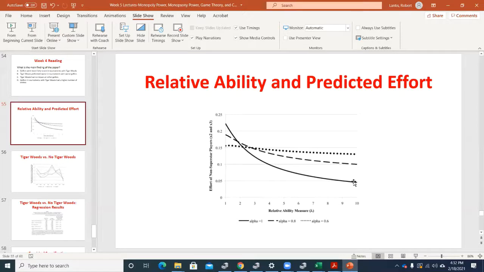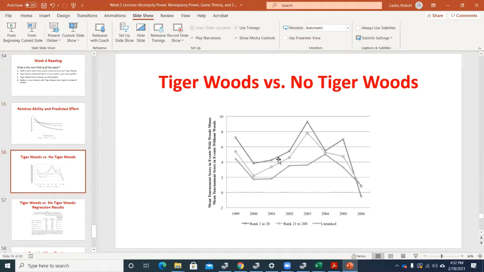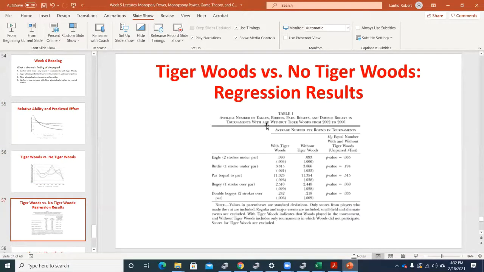As my relative ability gets much, much worse compared to Tiger Woods, we see much lower levels of effort put in than those who have relative ability measures that are really close to him, if we try to follow this black line. That's what this graph in the paper is trying to get at. I won't focus on that too much.